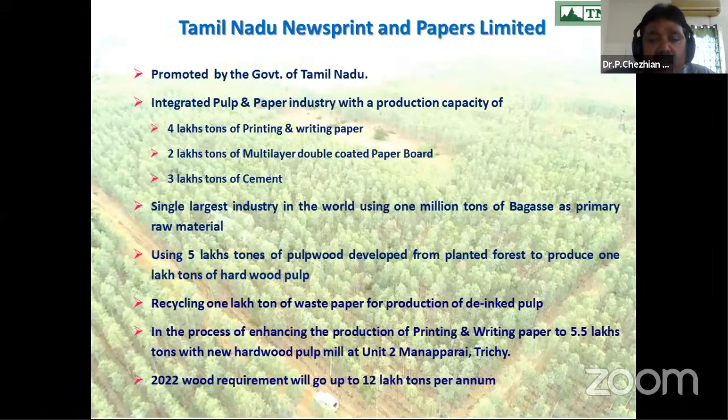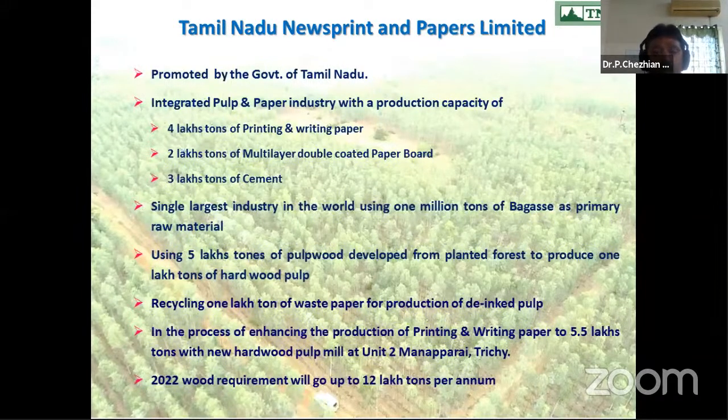Coming to TNPL, everyone knows it is a government undertaking company promoted by the Government of Tamil Nadu. We have 4 lakh tons of printing and writing paper at Kagipuram TNPL, Karur, and 2 lakh tons commissioned in 2016 at Mondipatti, Trichy, the multi-layer double coated paper board unit. Apart from that, we have a 3 lakh ton cement mill at Kagipuram, Karur, using our waste sludge.